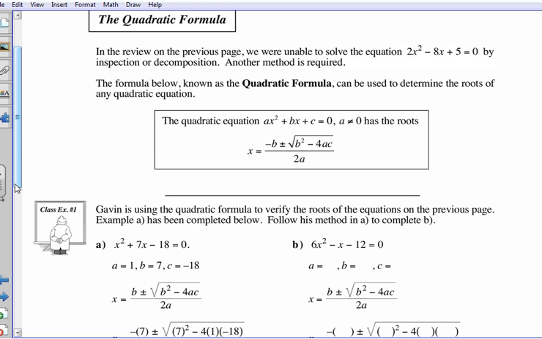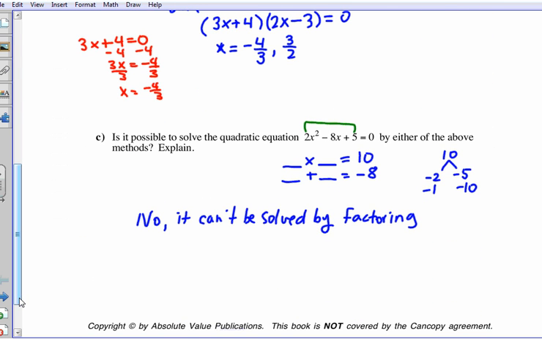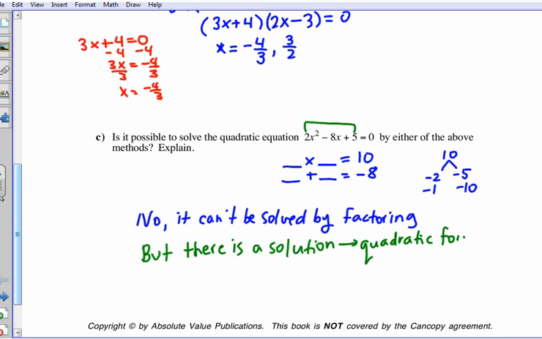What do we do for that last question? Oh, we just write no, it can't be solved by factoring. Not by factoring, but there is a solution. So if we got a question like that on a test, we literally say we can't answer that? No, we're going to use the quadratic formula. Is it possible to solve the quadratic by either of the above methods? The above methods are factoring. No, not by factoring, because it was not factorable.